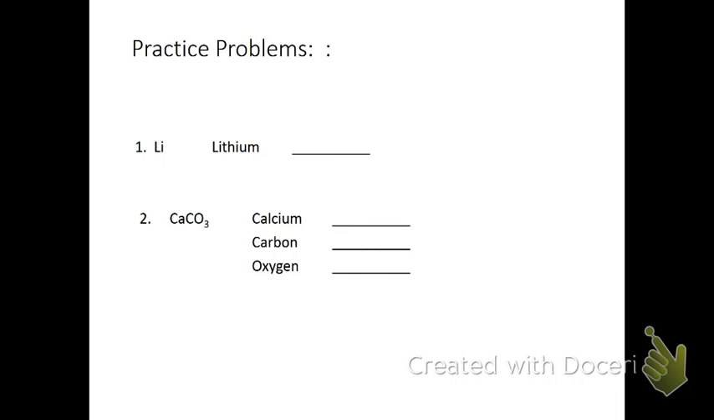Lithium. What is its oxidation state? 0. It's a free element. Calcium carbonate. Calcium is a monoatomic atom. It's also a group 2 metal. So what is its charge? Plus 2. What does the rule say about oxygen? It's always a negative 2 unless it's a peroxide. Clearly, that is not a peroxide, so it's a negative 2.